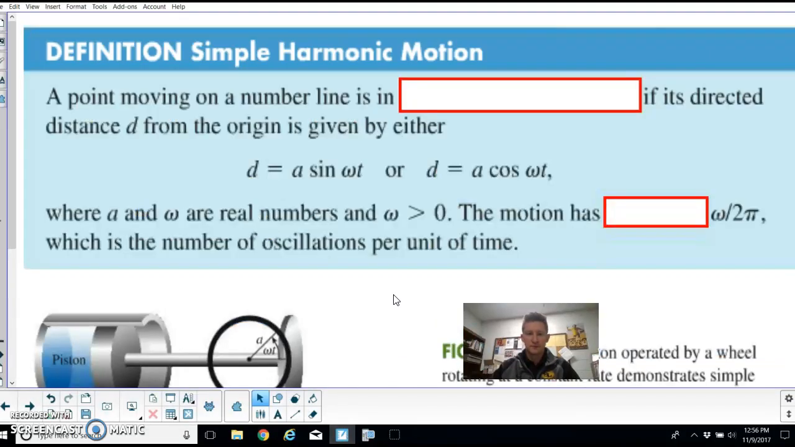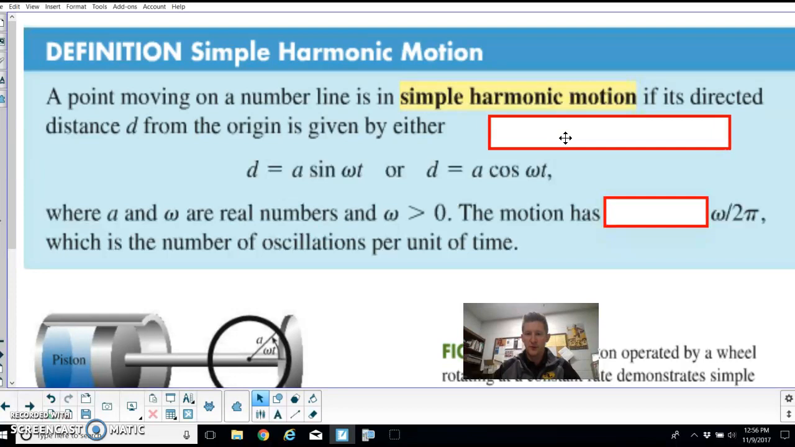All right, so in this next video, as we continue to solve problems using trigonometry, we're going to look at the idea of simple harmonic motion. A point moving on a number line is in simple harmonic motion if its directed distance d from the origin is given by either d equals a times the sine of omega t, or d equals a times the cosine of omega t, where a and omega are real numbers and omega is greater than 0.